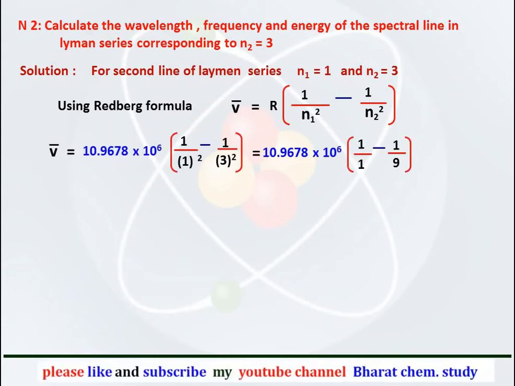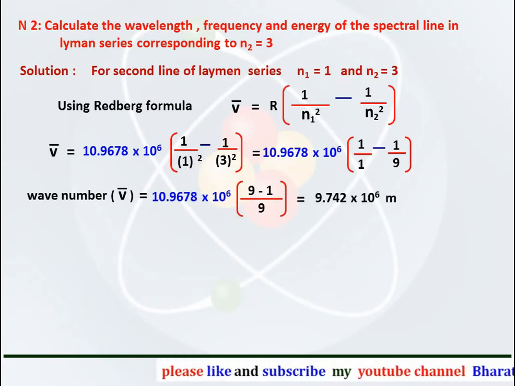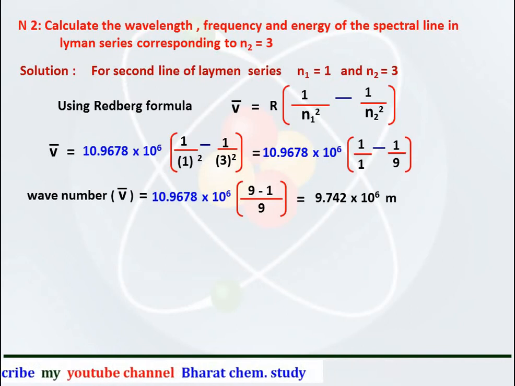Using the Rydberg formula, the wave number is equal to R into 1 upon n1 square minus 1 upon n2 square. So on putting the values and solving it, the answer for the wave number comes to be 9.742 into 10 to the power 6 per meter.